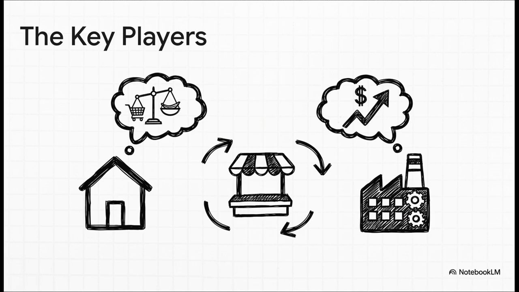So, at the very heart of this model, you have 2 main characters. You've got a representative household and a representative firm. The household is just trying to maximize its happiness or utility over its lifetime by making trade-offs between buying stuff and enjoying leisure time. And the firm? It's even simpler. It just wants to maximize profit. That's it. And they do their business in competitive markets.